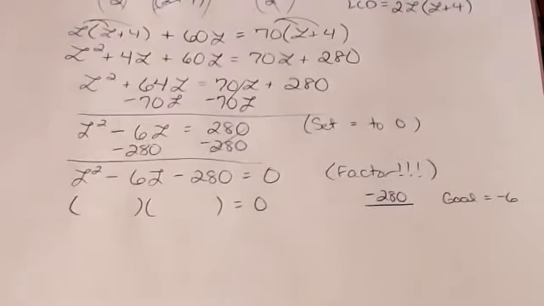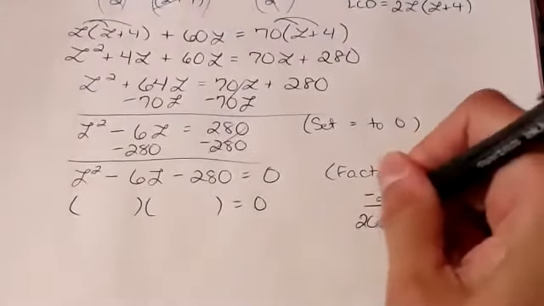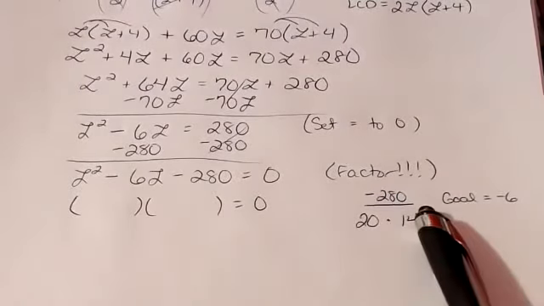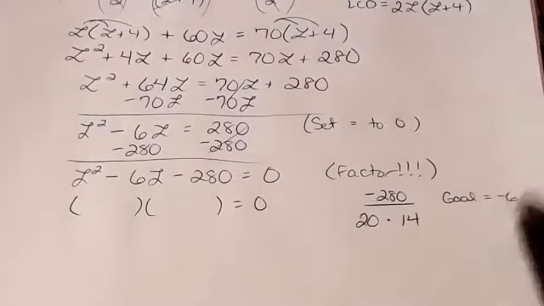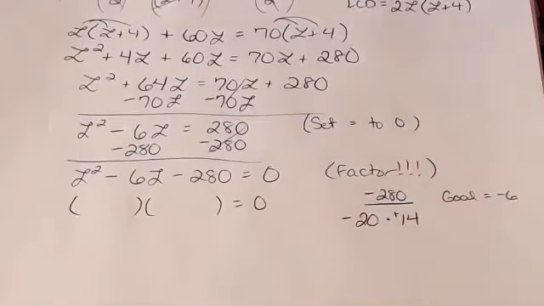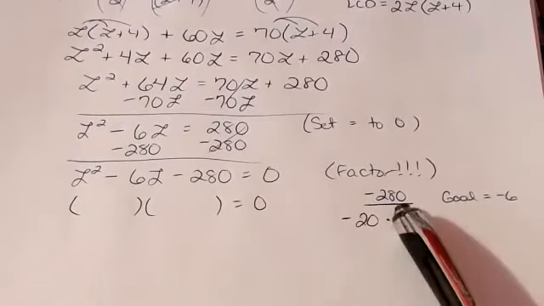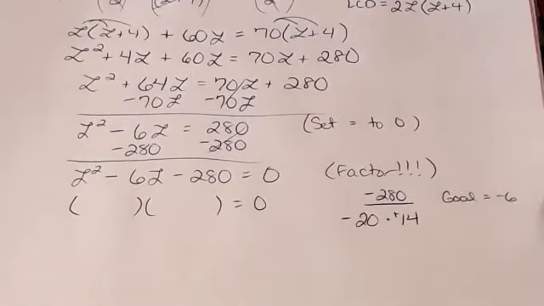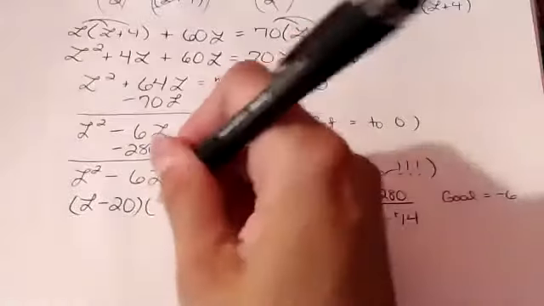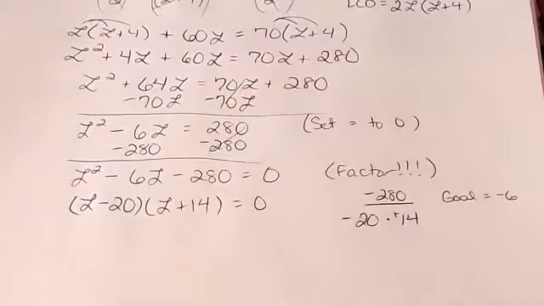Oh, I found it. We could do 20 and 14. So 20 times 14 gives us 280. We want a -6, so we want the 20 to be negative. So -20 times 14 is -280, -20 plus 14 is -6. Now let's throw it inside the parentheses. So we have L minus 20 and then L plus 14.